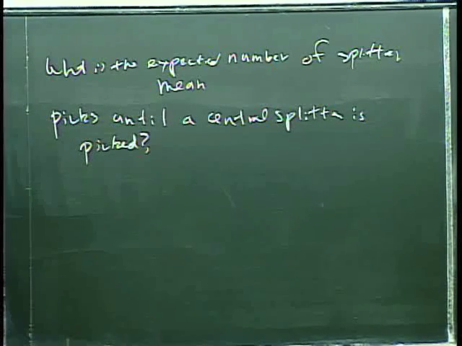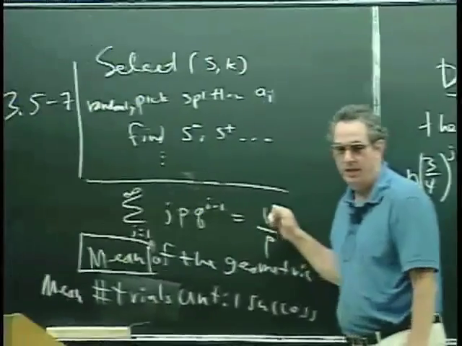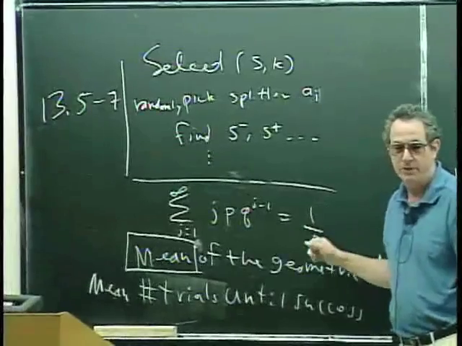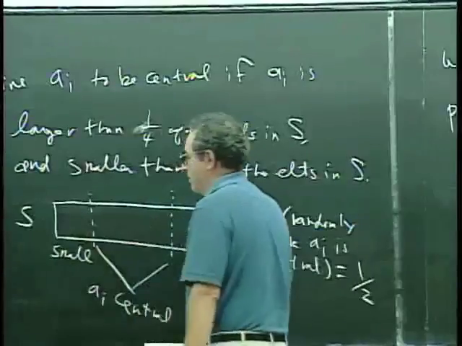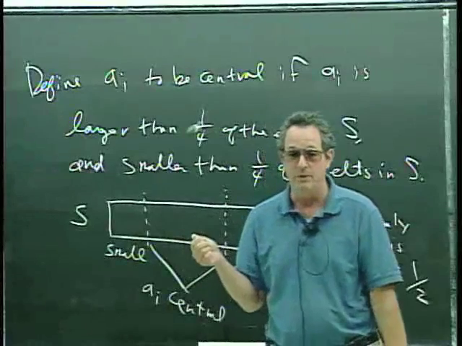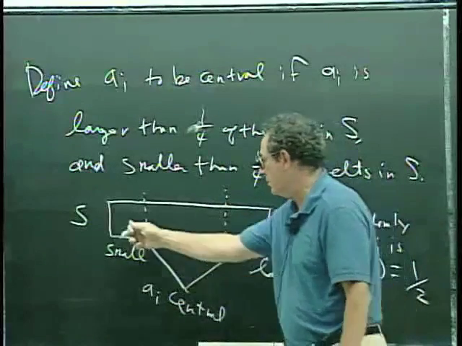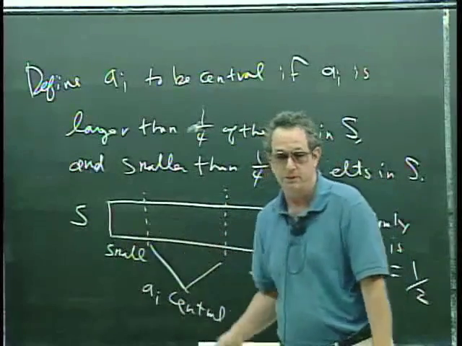Who can answer on this side of the room? Yeah, it's 2, right? Because here we have it right over here. It's geometrically distributed. P is equal to a half, so 1 over a half is 2. So if you pick randomly, the expected number, the mean number of picks until you pick a central splitter is 2.